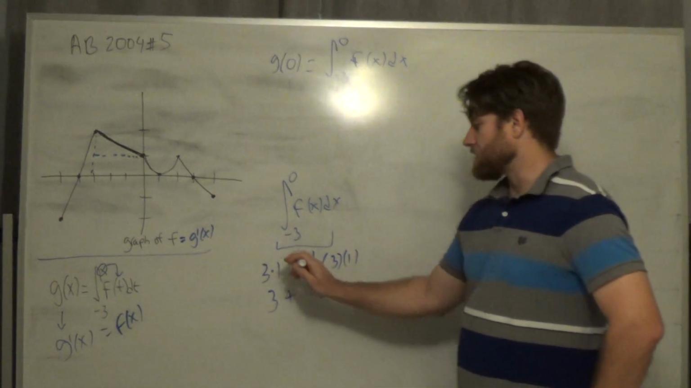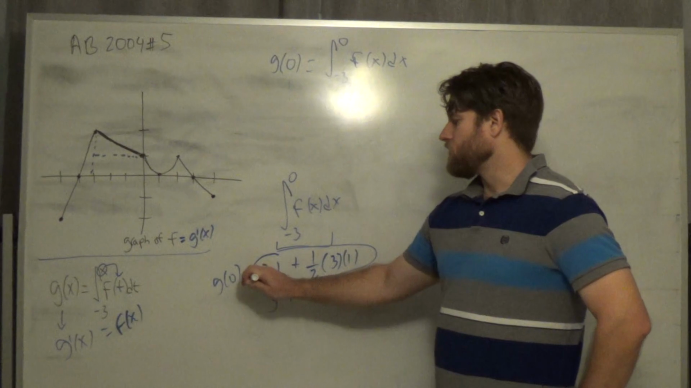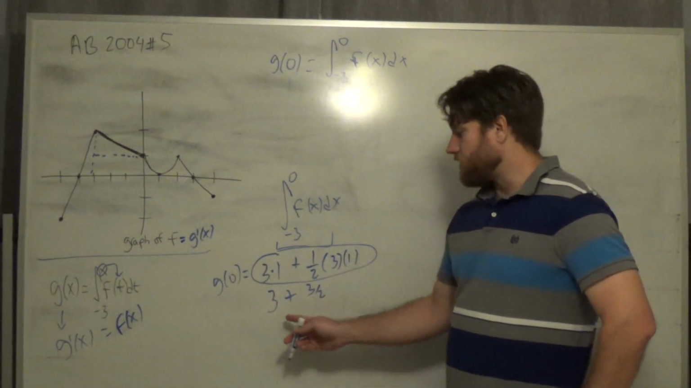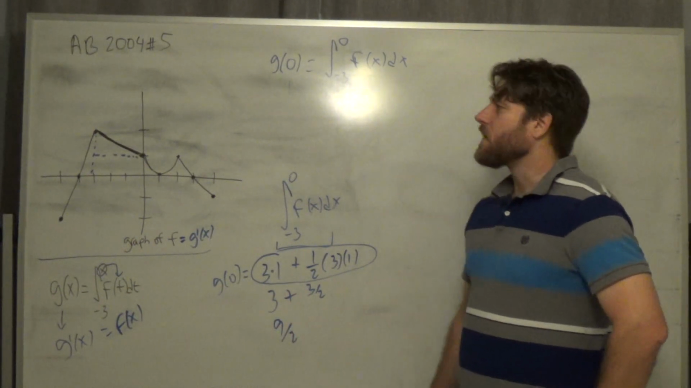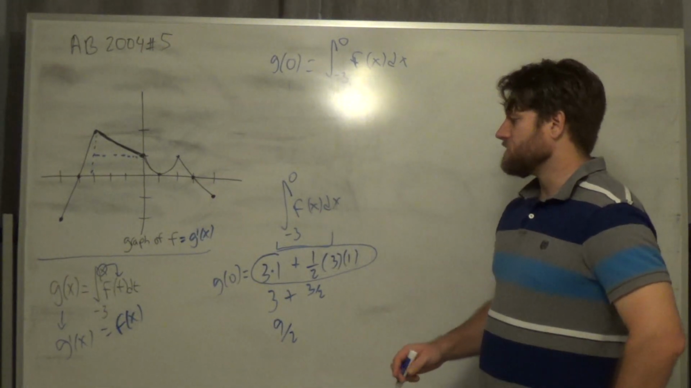You can leave it like this. And there's your answer. That's what g of 0 is. But if you want to be fancier, you can combine it and you can get 4.5 or 9/2. That works as well. Okay. So anyways, that's the first part of the first question. How do you find g of 0?